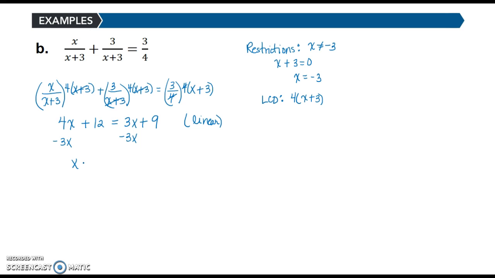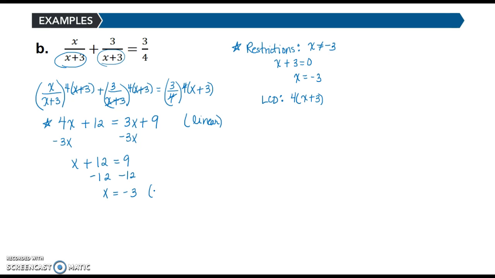And that gives us x plus 12 equals 9. And then we can subtract 12 to get x is negative 3. But remember what we said, that x can't be negative 3 because it makes the denominator 0. Now negative 3 is the solution of this altered equation, which is an equivalent equation, but it's not a solution of the original equation because it makes us divide by 0.